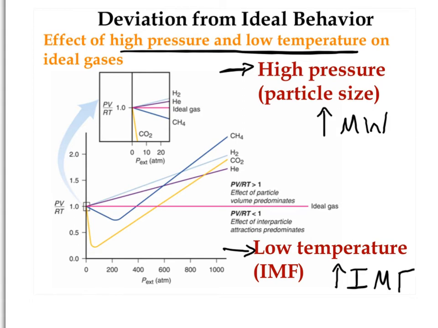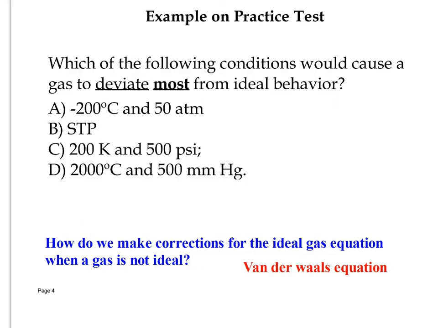covalent compound here, hydrogen bonding, which is a subset of dipole-dipole attractions, has the strongest force of attraction. So hydrogen bonding has the strongest intermolecular force. So therefore, at low temperature, it's going to deviate more from ideality. Let's take a look at an example on our practice test.